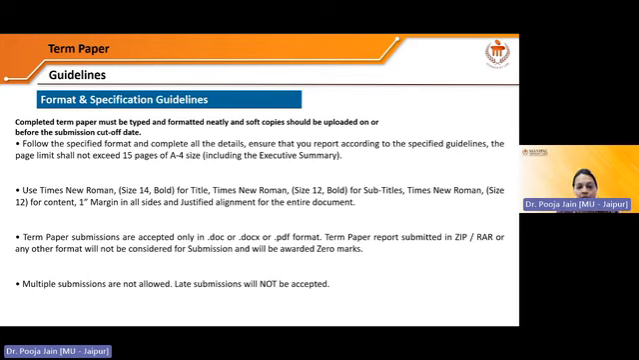And one inch margin on all sides and justified alignment for the entire document. So you will have to take a one inch margin on all sides, and justified alignment. That is very important. Many learners forget to apply justification. So for justification, there will be proper alignment. Okay. So apply justified alignment for the entire document. Okay.